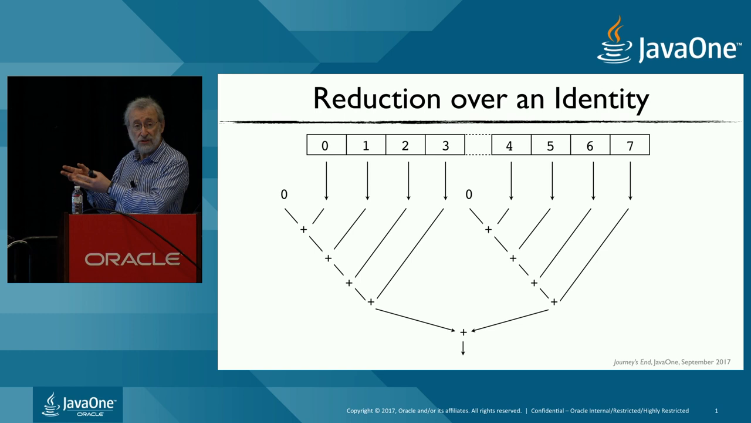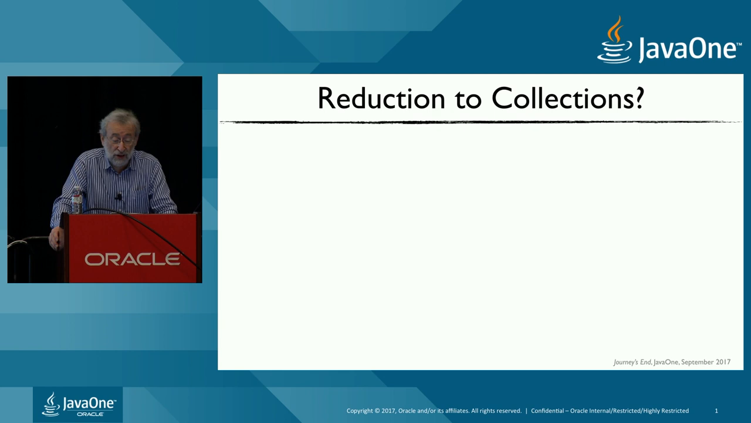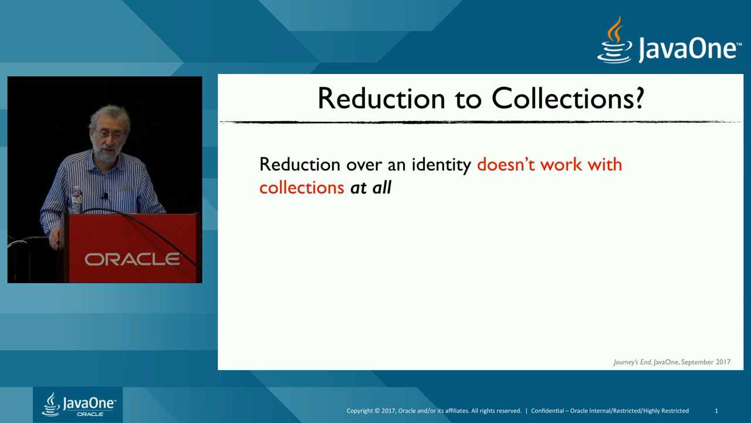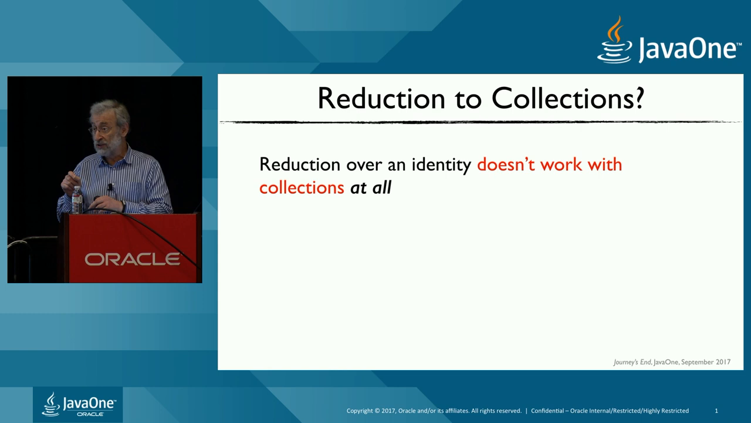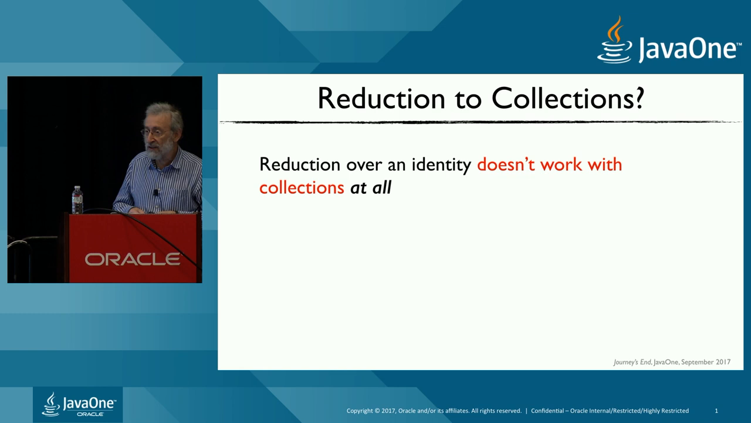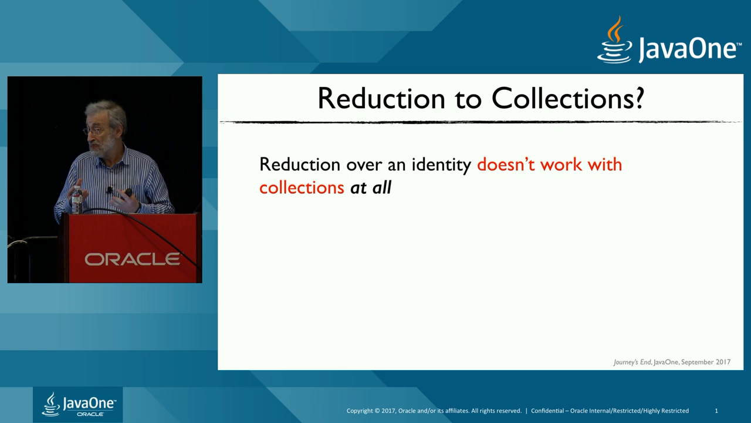Will this work with collections? Well, reduction over an identity doesn't work with collections at all. Why not? No, not immutable. But I was the one who said that this should only work with immutable. If you try to do reduction over collections, you'll not get a compile error or anything. You'll not get an execution error. It won't throw an exception or anything like that. But you'll just get the wrong answer.